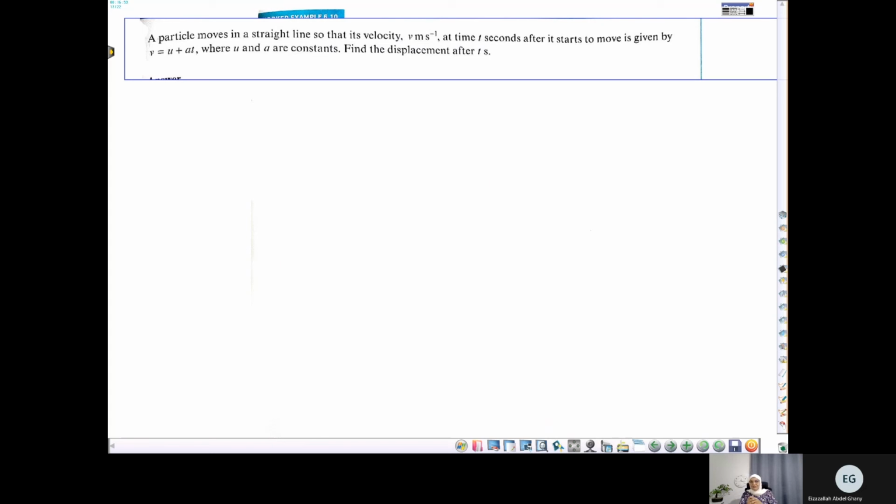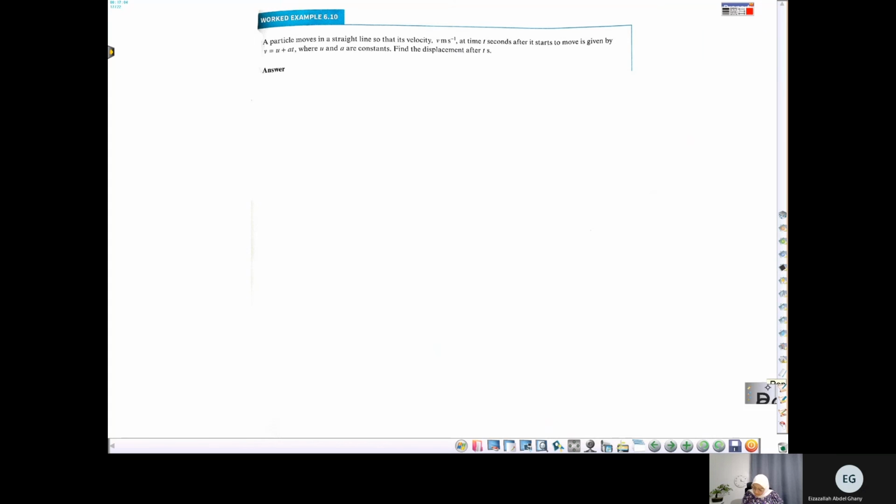Good. When he tells me about constants, imagine it's a 3, it's a 5. So when you integrate, you just stick a t beside the constant. Find the displacement after t seconds. Let's now remember, we said before that displacement after t seconds.